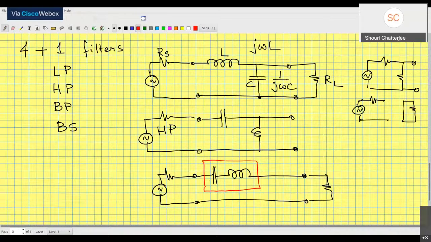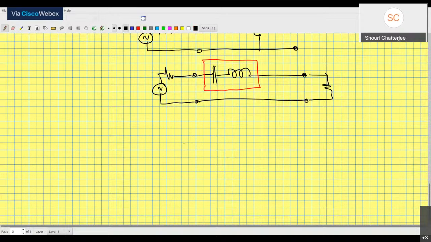right? So at low frequencies, this section is an open circuit. At really high frequencies, this section is again an open circuit because of the inductor. But because of resonance, at some frequency in between, signal will pass through, and this will behave like a band pass filter.